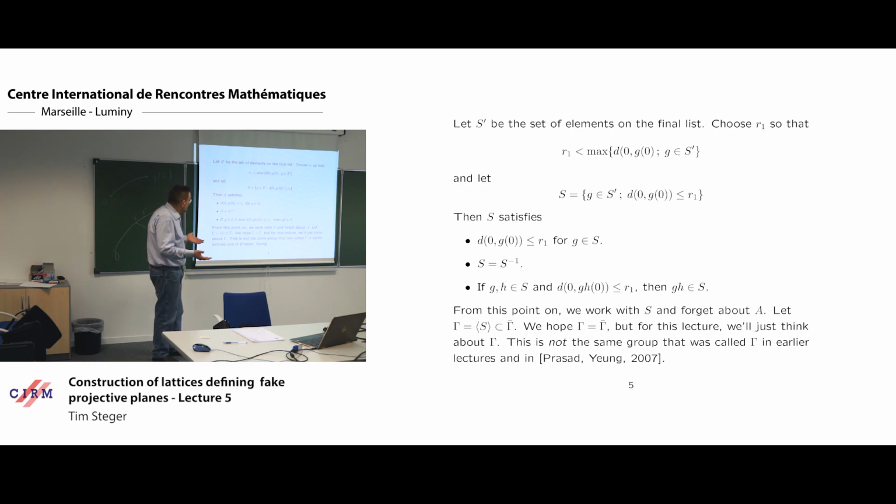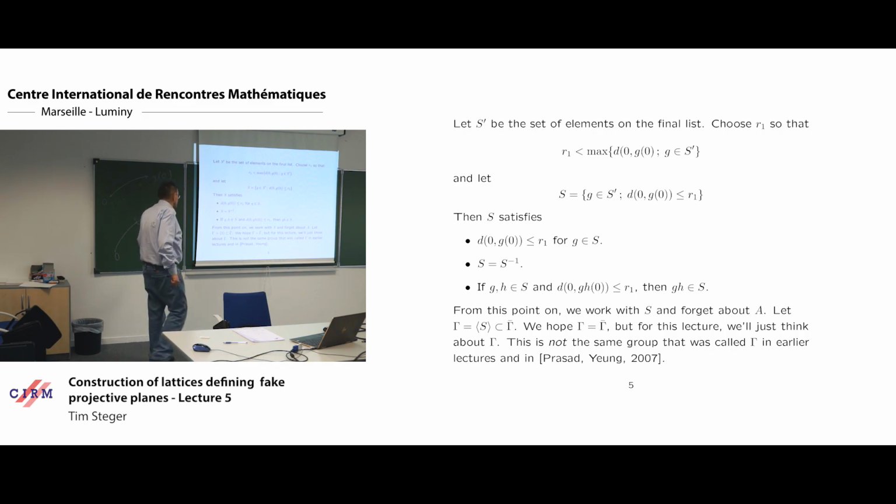When we were trying to work out all possible products, we worked out, in particular, the product of G and H. And its distance is there, and since R1 is less than this maximum value, we would have dropped off the last element of the list and used this one instead. So it has to be there. So this means that S satisfies a sort of peculiar version of the group property. It's closed under products, but within that size.